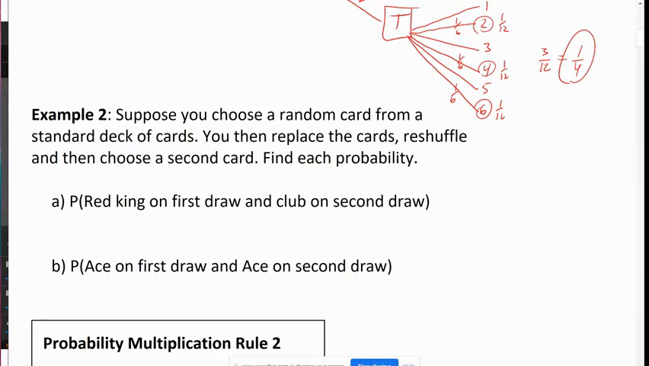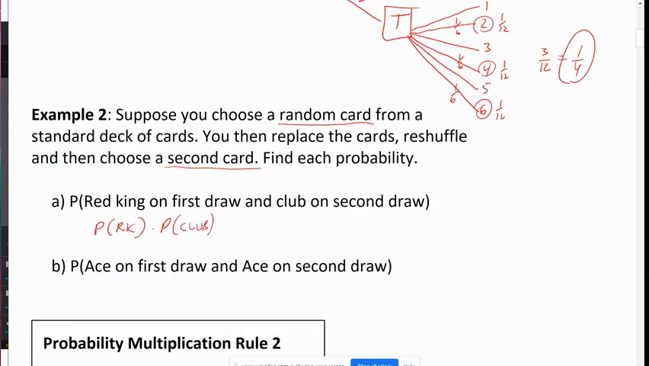So in this case, we're finding the probability of drawing a... We're going to choose a random card, and then we're going to replace it, reshuffle, and then choose a second card. So in this case, they're going to be independent events because we're putting the card back. The multiplication property still applies because the first draw and the second draw are independent events, since we've put the card back in and reshuffled. There's still 52 cards in the deck. So this is going to be the probability of red king times the probability of club.